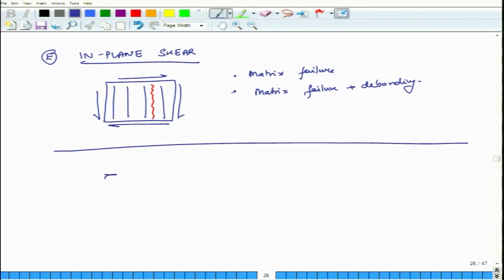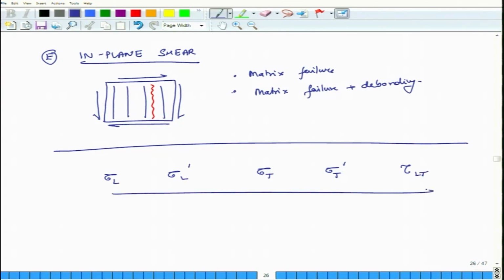In the first case we had applied sigma L, in the second case we had applied a compressive longitudinal stress, in the third case we had applied transverse stress in the tensile direction, the fourth case was transverse compression, and the fifth case was tau LT. So, these are 5 scenarios which we have discussed, and associated with these scenarios there are different modes of failures which we have discussed, which is important to understand and realize when you are designing composite structures.